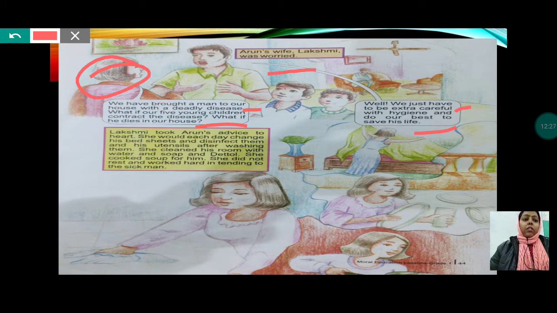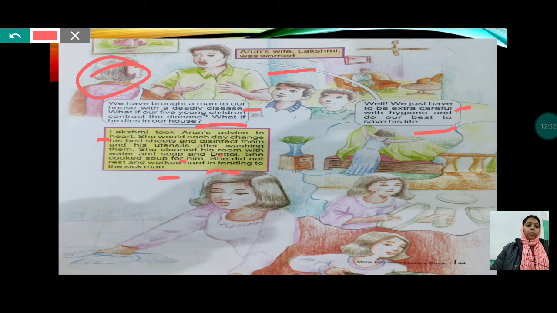So Lakshmi took Arun's advice to heart. She would each day change his bed sheets and disinfect them, and his utensils after washing them. She cleaned his room with water and soap and Dettol. She cooked soup for him. She did not rest and worked hard in tending to the sick man.